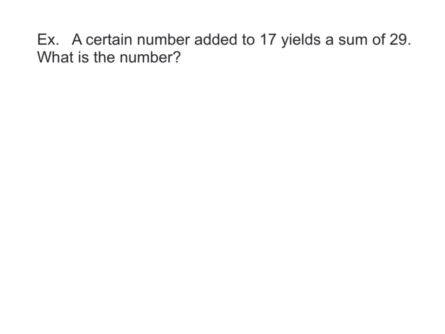They said a certain number added to 17 yields a sum of 29. We're supposed to figure out what that number is. One of the most important things we need to do in math is actually make a variable for things we don't know. So I'm going to call that x. Let's let x equal that number that we don't know.